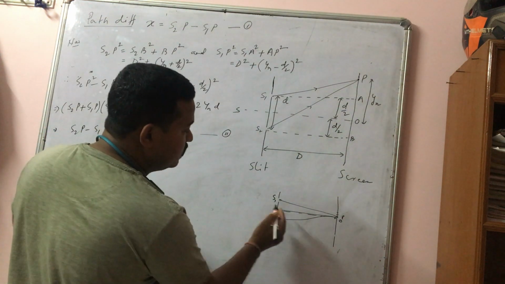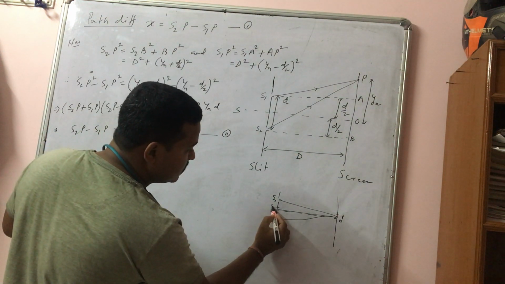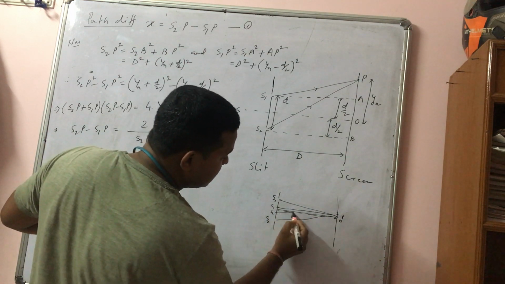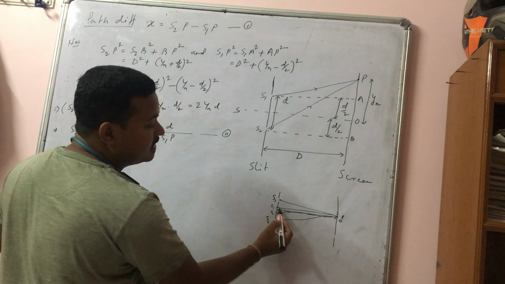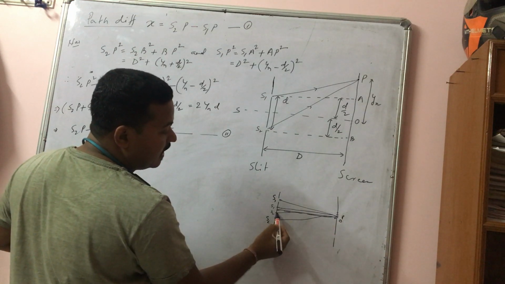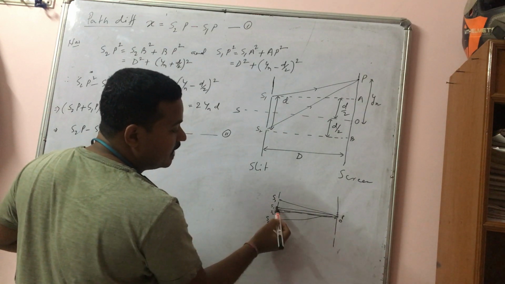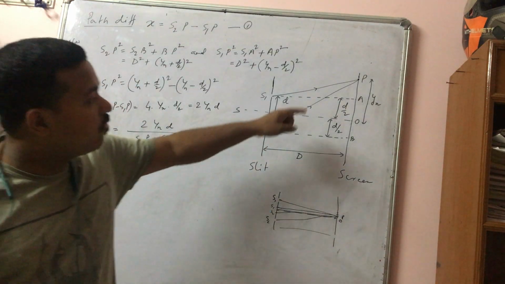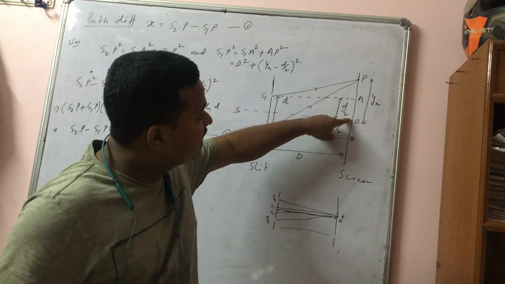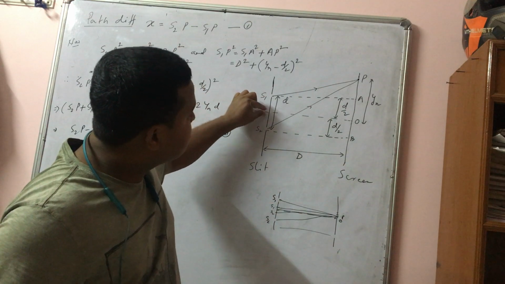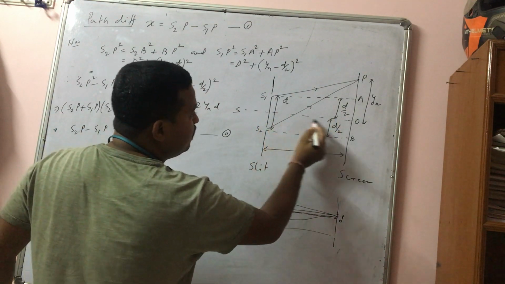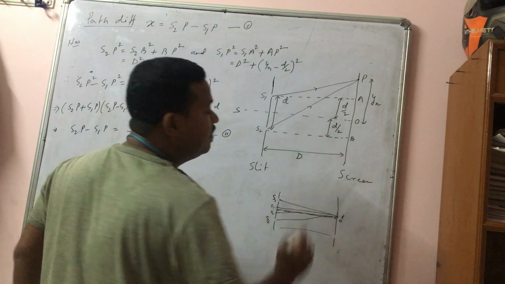You see, the two slits are very close, so this will be S1, this will be S2, so this is S1P, this is S2P. In that case you can consider S1P and S2P equal to what? This distance, that is D. If we consider the point P is very close to the center, as well as the two slits being very close, then your S1P, S2P and this distance D will be equal.